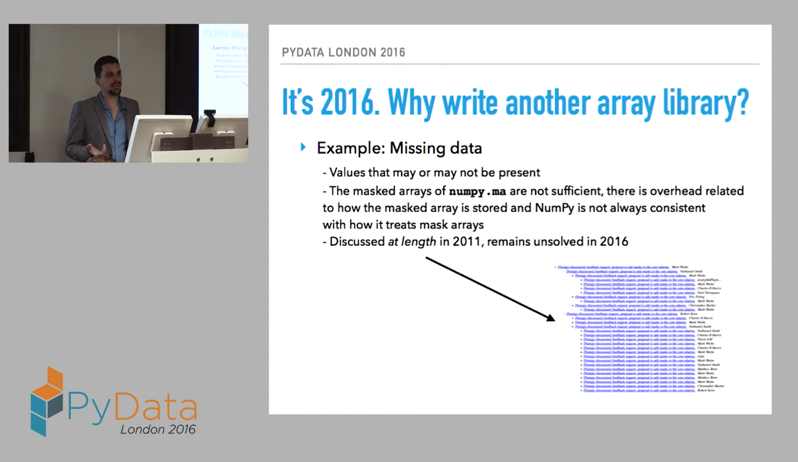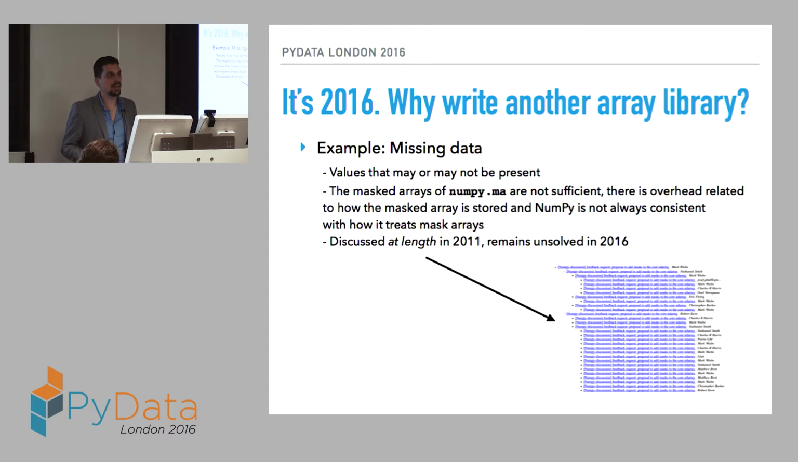Why can't we have something like this in Python? In NumPy, there's this concept of masked arrays, which is kind of like a halfway house for this. There is overhead related to these masked arrays, and NumPy is not always consistent with how it treats them, and they're not really stored in the best way possible. So we really should have a missing data solution in Python.